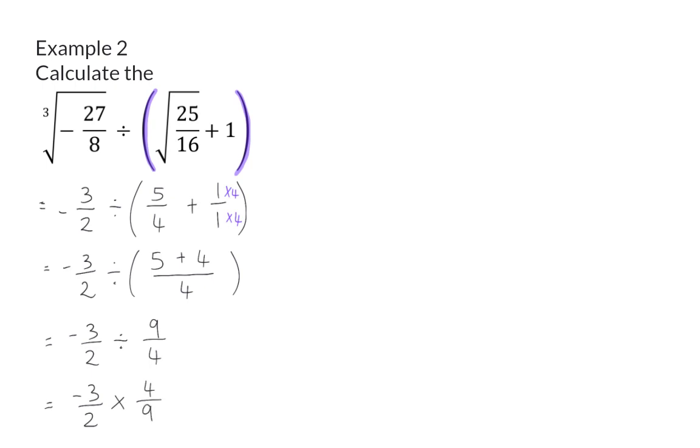Once again, it is now my choice whether I first multiply or first simplify, and I'm going to simplify by dividing the numerator and denominator by 3, and again simplifying by dividing by 2. Now I can multiply. In the numerator I will have minus 1 times 2, which is minus 2, and in the denominator I will have 3.